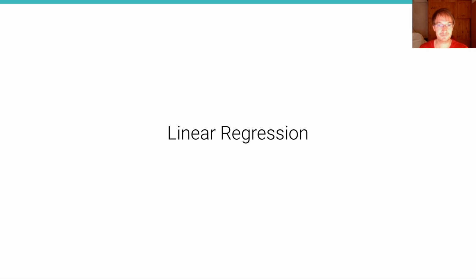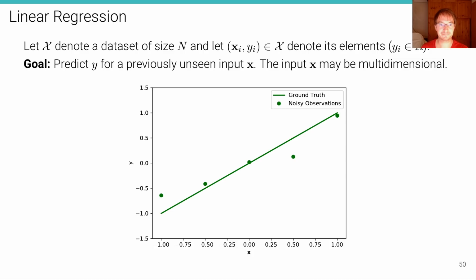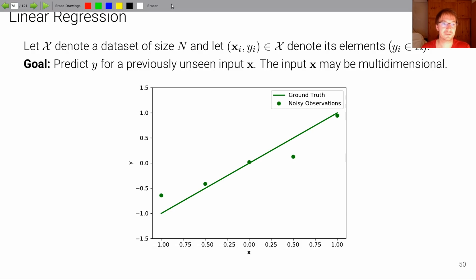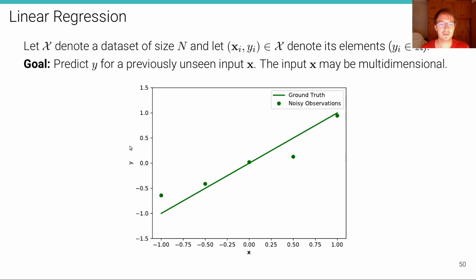But now let's go back to the regression problem, and let's look at what is called linear regression. In linear regression, we want to make a prediction for the model parameters in a linear sense. What does that mean? Let X denote a dataset of size n, and let X, Y be such elements from that dataset X, where the input can be high dimensional and the output is one-dimensional. So Y is a one-dimensional variable. The goal is to predict Y for a previously unseen input X.